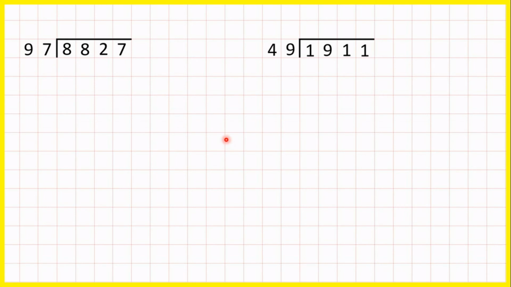So now we know the method for long division, but when I'm dividing, I don't always use the method. What I do instead is estimate and then adjust. So for this first question, we've got 8,827 divided by 97. Now I know that 100 times 97 is 9,700, because you can multiply by 100 if it's a whole number by just putting 2 zeros on the end.